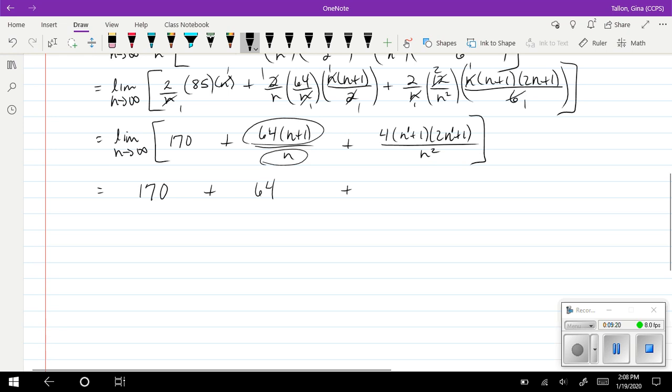So once again, when the degree of the numerator and the degree of the denominator are equal to each other, we take the ratio of the leading coefficients. The leading coefficient on my numerator would be 4 times 2, giving me 8, and the denominator has simply a 1 sitting here just like this did. So 8 compared to 1 is just 8. I add 170 and 64 and 8 all together, and I end up getting 242 for my final answer. And that is what the limit of that whole summation is equal to.